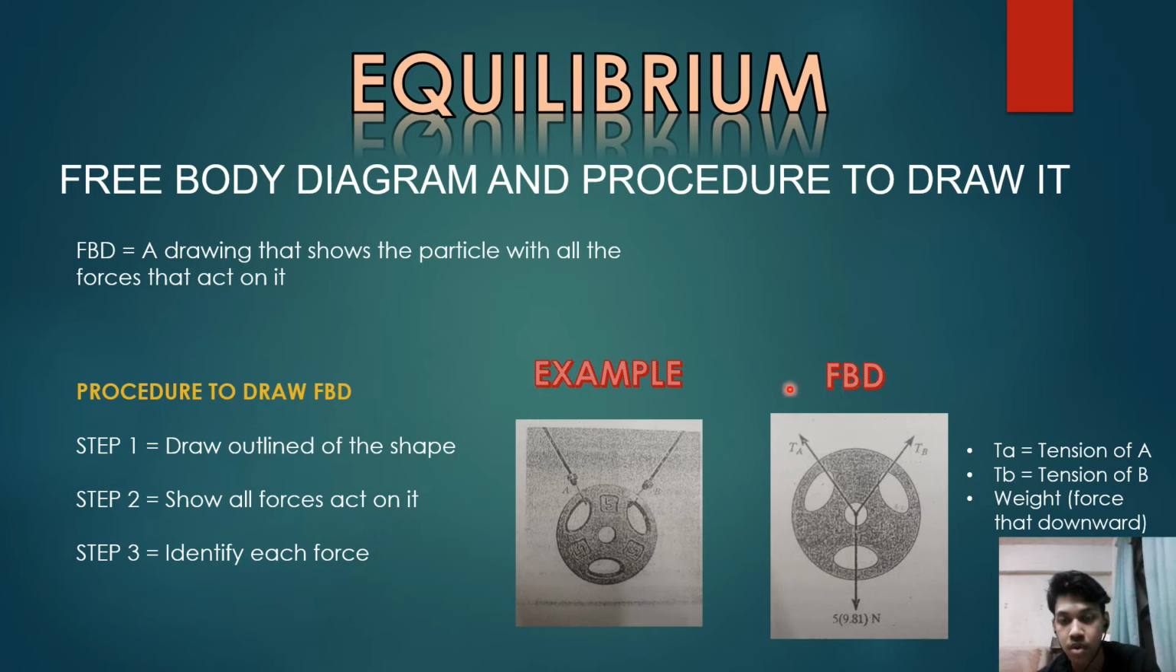And with our free body diagram, it looks like this: we have one force on this side, one force on this side, and another force that is going downward. This force is called TA, which is the tension of A, and this force is called TB, which is the tension of B. The force that is going downward is the weight, due to gravity.